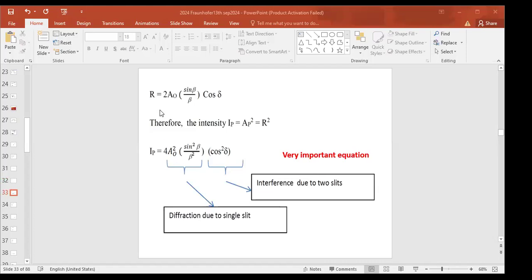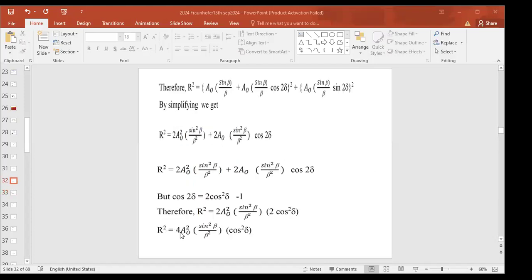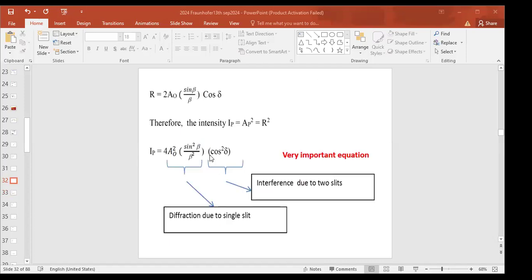Now we have R, but this is R squared. If you take the square root, you will get this type of equation. Then again, we can put it into the intensity mode. The intensity will be like this because this is R, so you have to take R squared for the intensity. So this is the equation we are going to use: I P is equal to 4 A naught squared. You can use I naught, but just keep it like this.